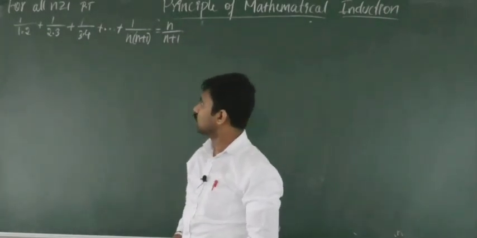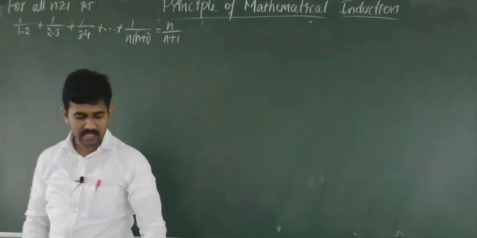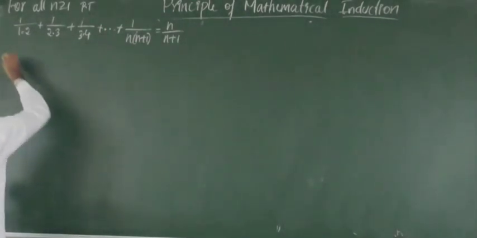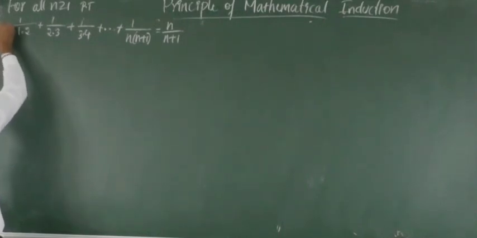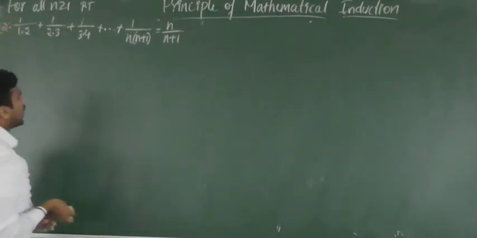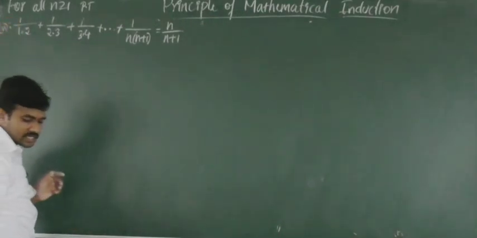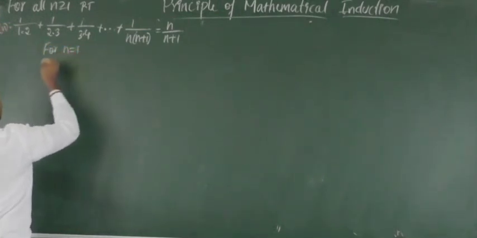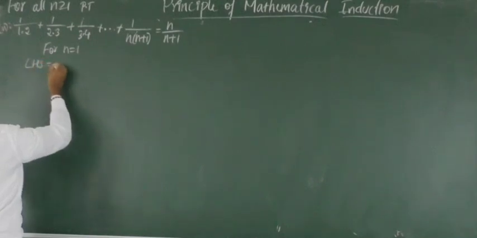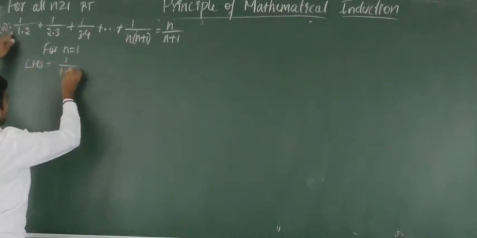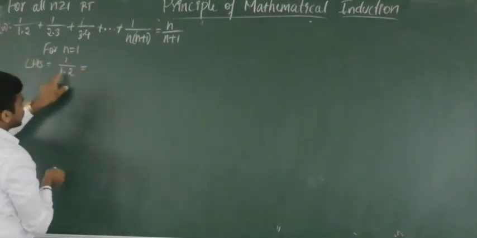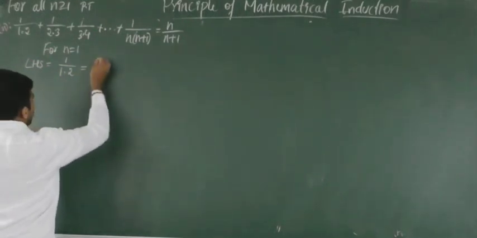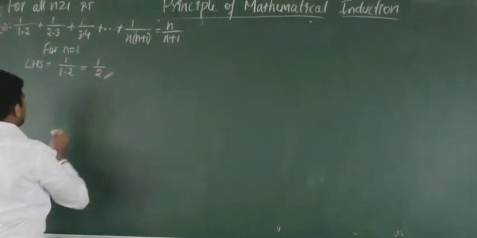How to prove this? Again, we need to consider the given statement as P of n. Then for n is equal to 1, the left hand side value is the first term, that is 1 upon 1 into 2, and 1 into 2 is nothing but 2, so 1 by 2 is the LHS.